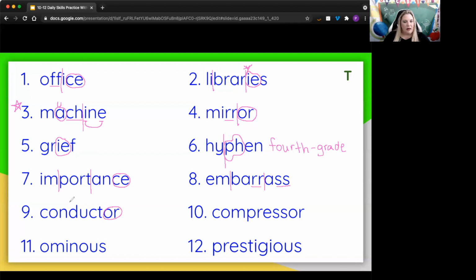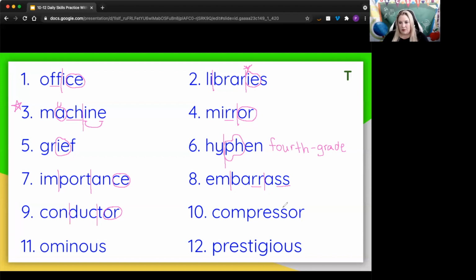Con, d, duck, conductor. A conductor might be a person who conducts an orchestra, or maybe a train, or a conductor might conduct electricity. Conductor.